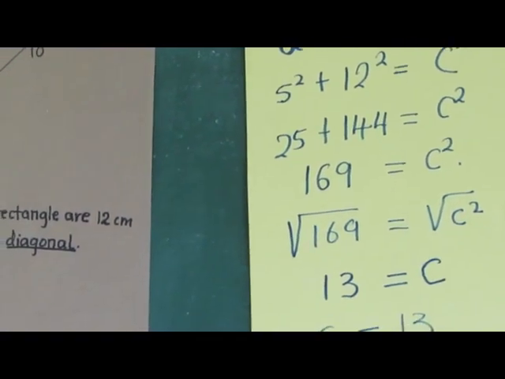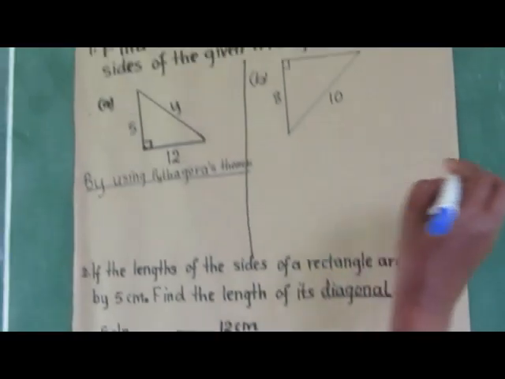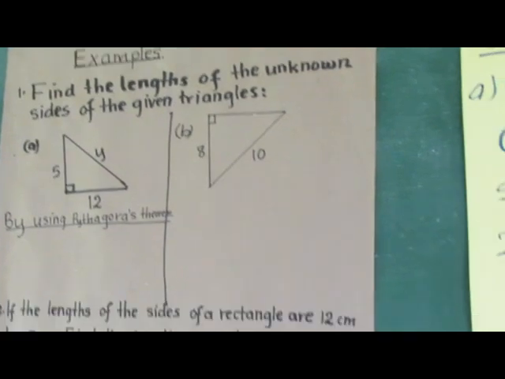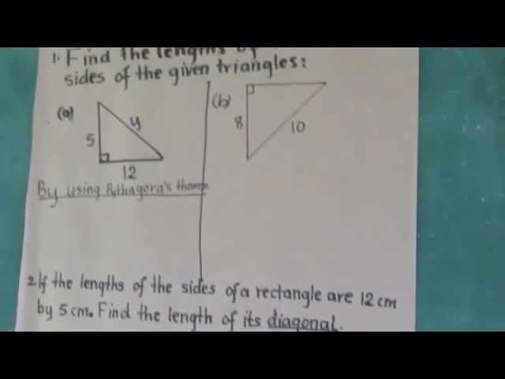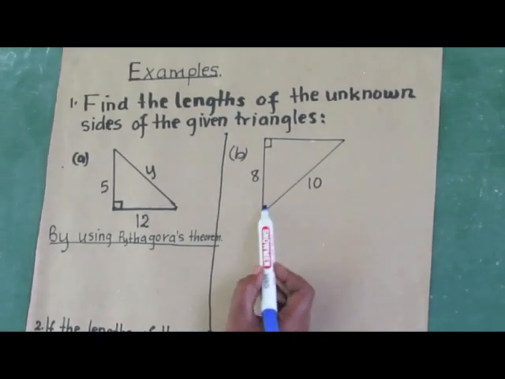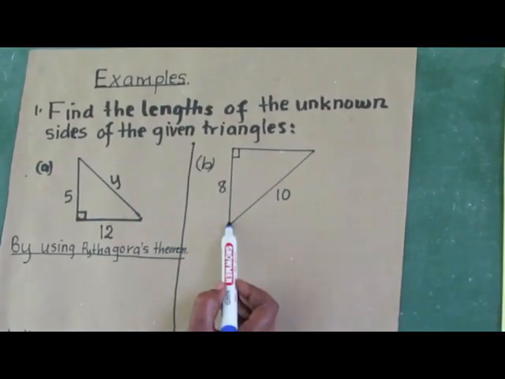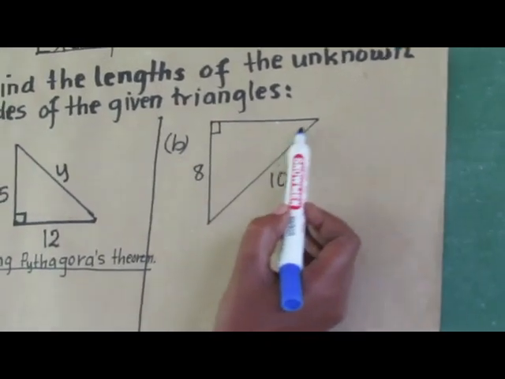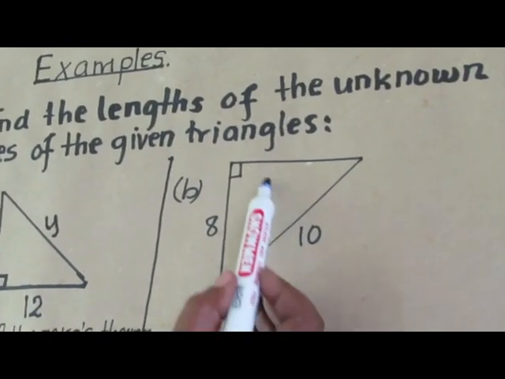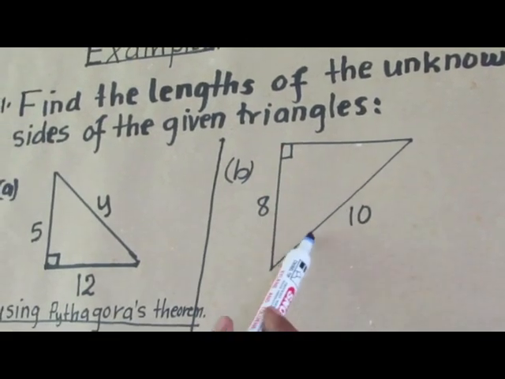Part B of the first example. This is part A. Part B. You are also given a triangle with two sides given. The height of the triangle is 8, and this is the hypotenuse. It is 10 units. What is missing here, students?